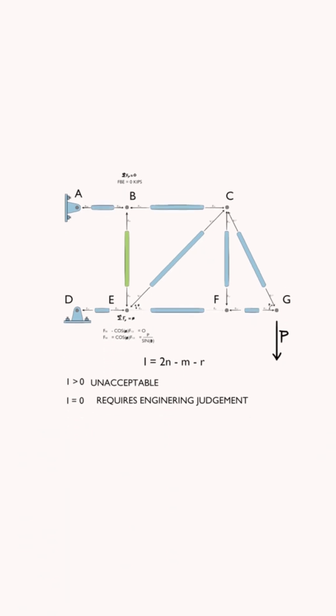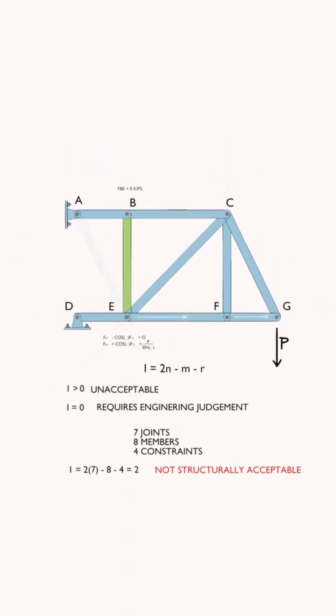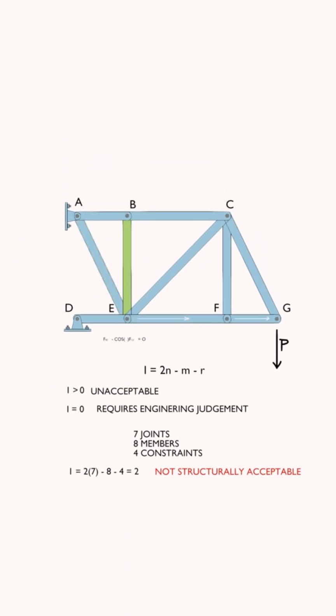Let's break it down with the truss shown, which has 7 joints, 8 members, and 4 constraints, each hinge providing X and Y restraints, adding up to 2 constraints per hinge. When applying the formula, the result indicates that the structure is not acceptable. To fix this, you can add a member between joint A and E, or between joint B and D. This simple adjustment can make the structure stable and acceptable.